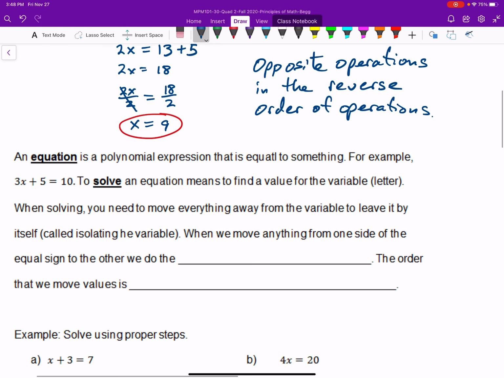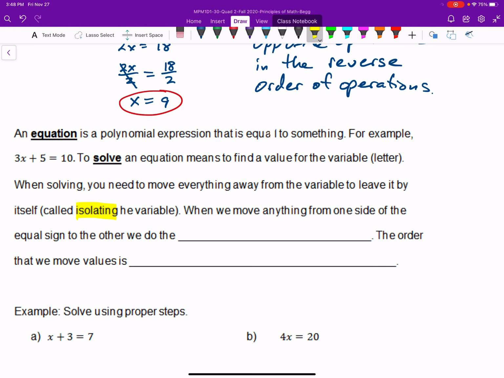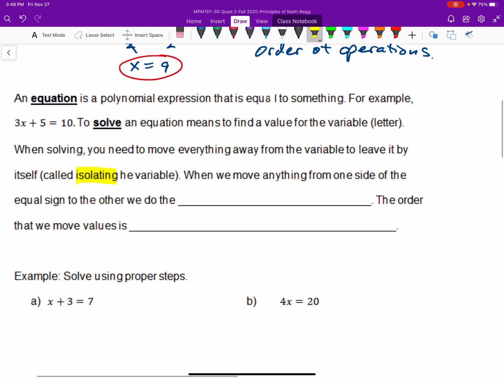Okay, so an equation is a polynomial expression, remember what a polynomial is, that is equal to something. For example, 3x plus 5 equals 10. To solve an equation means to find the value of the variable. When we're solving, we move everything away from the variable to leave it by itself, called isolating the variable. And when we move anything from one side of the equal sign to the other, we do the opposite operations.